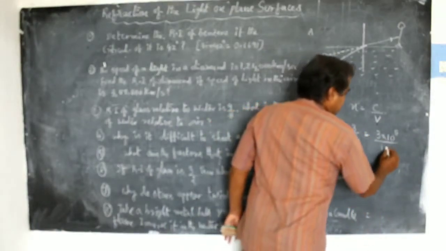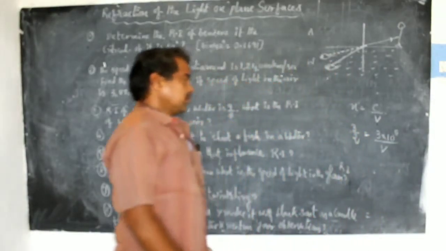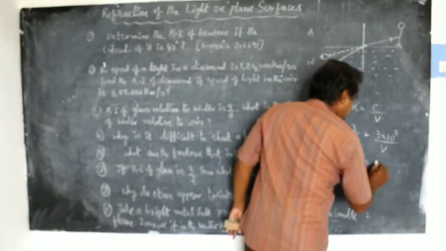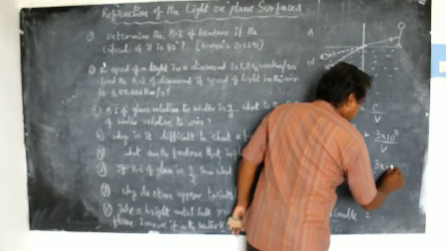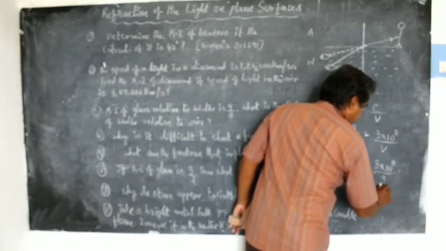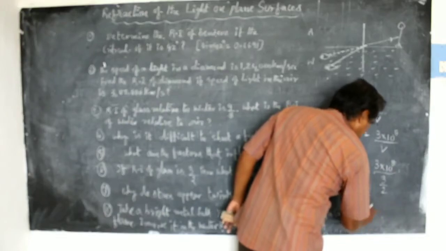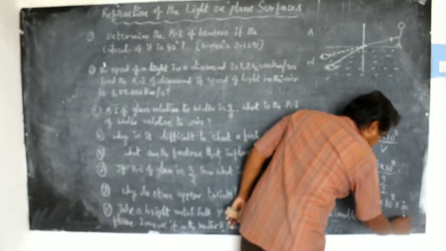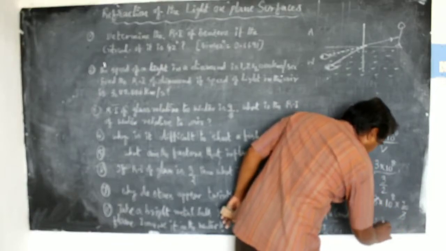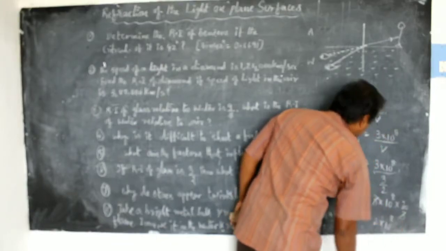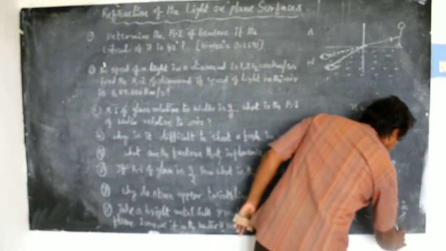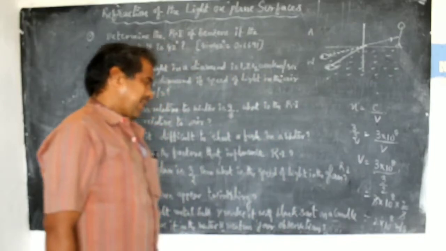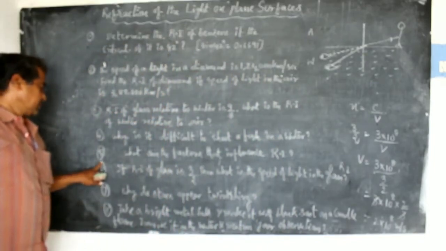Next, v is the velocity of the light in the glass. By cross multiplication, v is equal to 3 into 10 power 8 whole divided by 3 by 2. Then we get 3 into 10 power 8 into 2 by 3. The 3 gets cancelled. 2 into 10 power 8 meters per second. This is the velocity of the light in the glass.